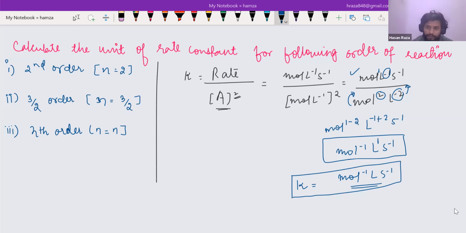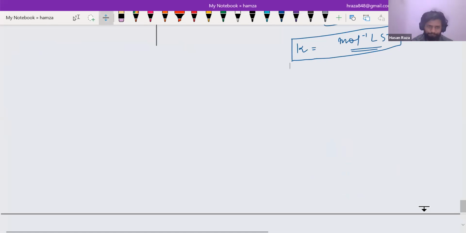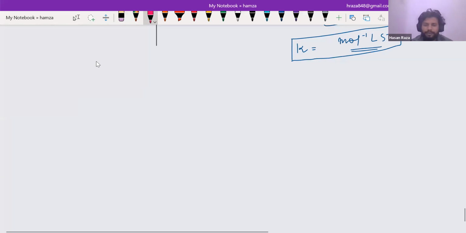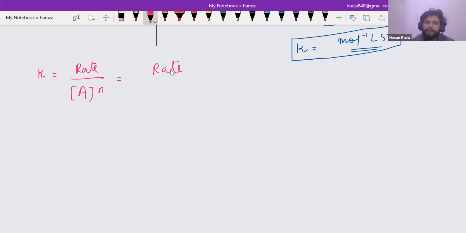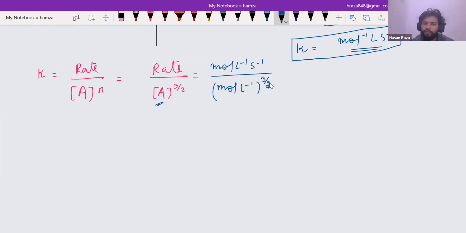I'm going for the 3 by 2 order. See, it's maths more than the concept. The concept needs maths. K is equal to rate upon a raised to the power n. Now, the second question says that it is order 3 by 2, right? This is the order. Now, you're going to solve it. What is the unit of rate? Rate is mole per liter per second. And what is the unit of concentration? It is mole per liter, which has a power 3 by 2. Is that clear?